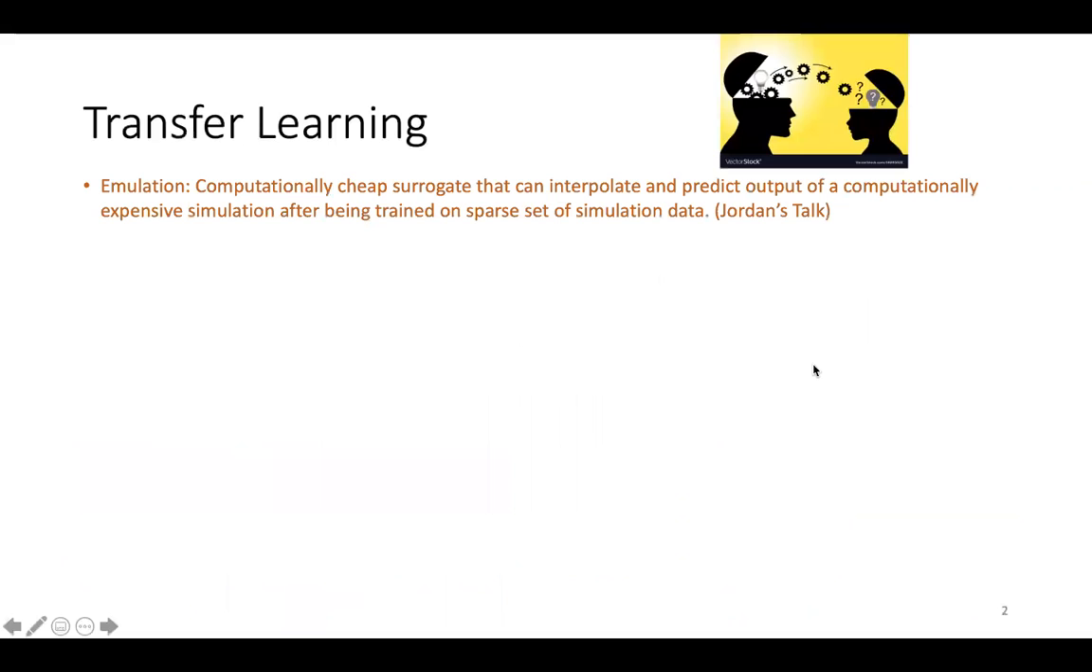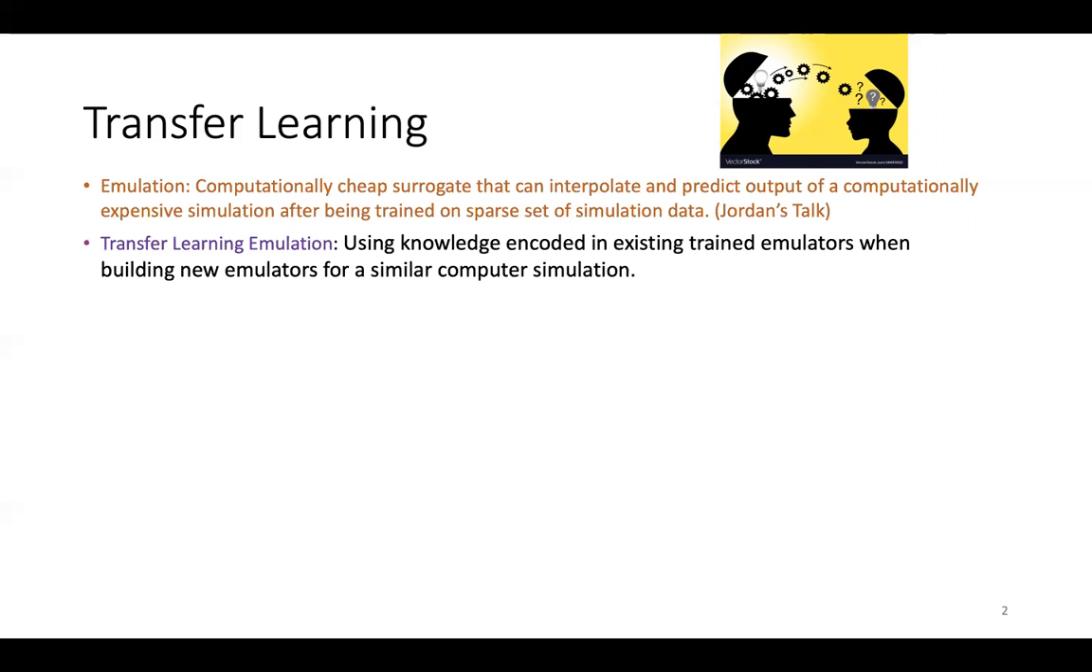So before I talk about transfer learning, let me quickly recap what emulation is. Emulation is building computationally cheap surrogates that can interpolate and predict the output of a computationally expensive simulation after we train it on a sparse set of simulation data. And I'm sure a lot of you are familiar with this from yesterday's Jordan's talk.